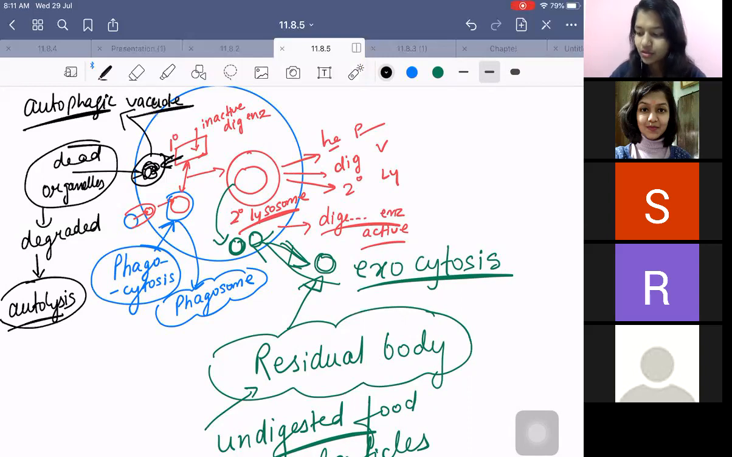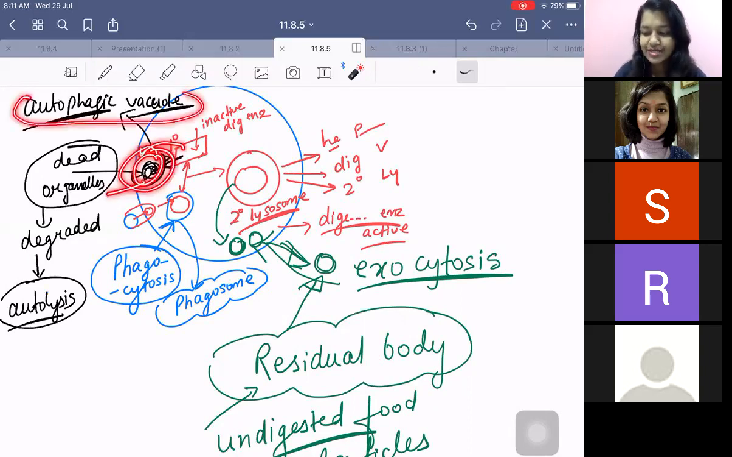All right. So there will be a membrane covering it. Then there will be primary lysosome covering it. And finally you will get autophagic. Auto means self, phagic means eating. Self-eating. It is eating its own cell organelle parts, right?